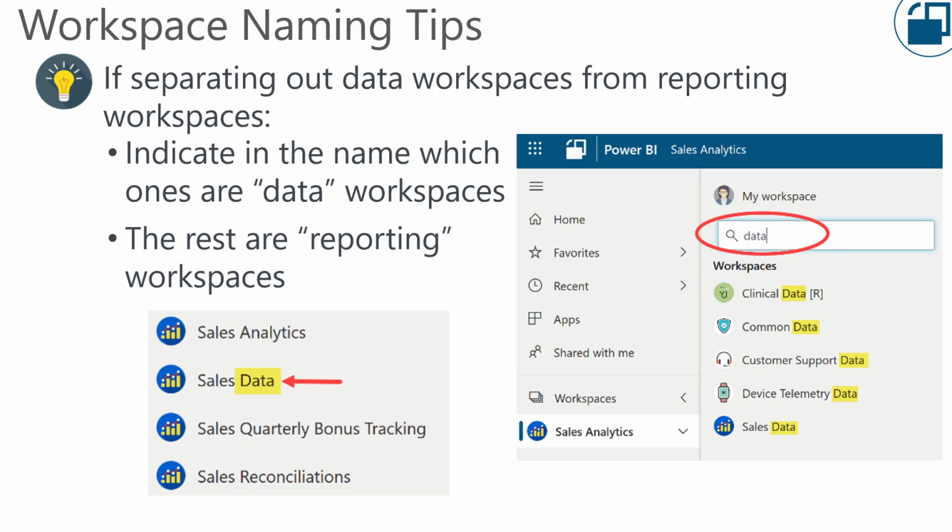I tend to like having the word data in a workspace name to indicate its purpose is to house datasets and/or data flows. Everything else would then be considered a reporting workspace. Not a perfect system, but it can work.